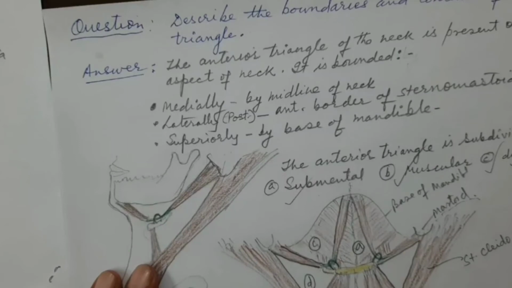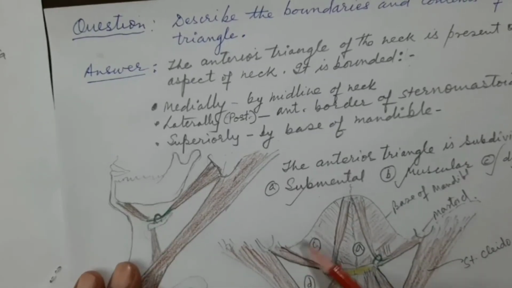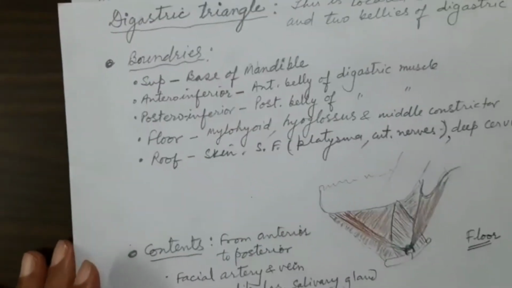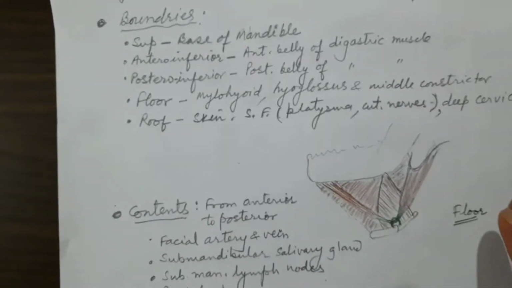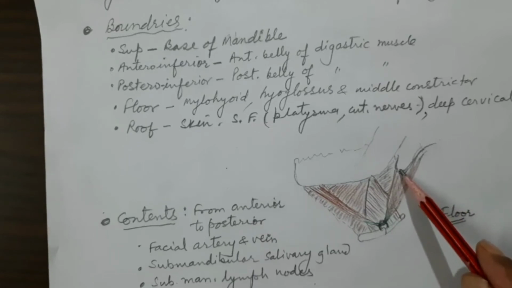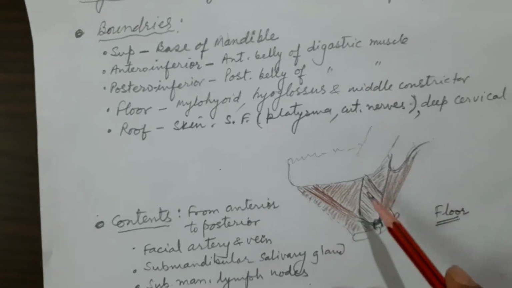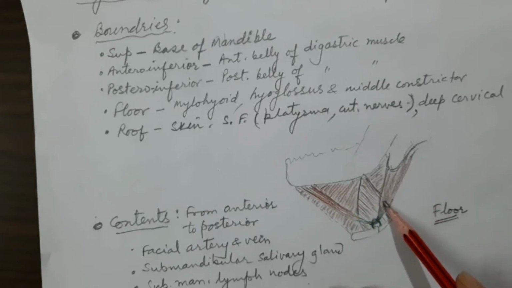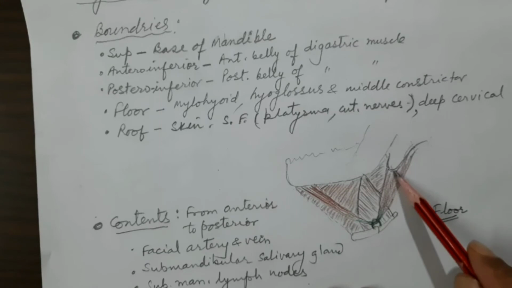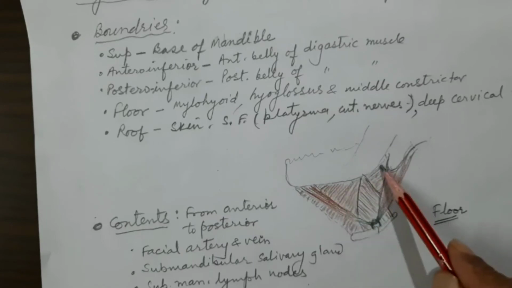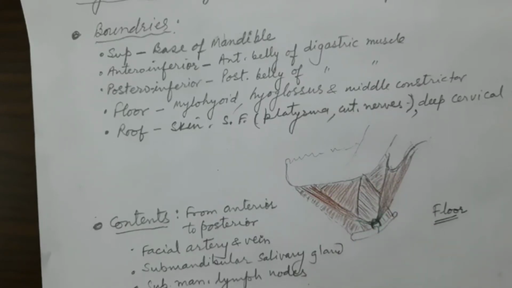Let us see the boundaries of this digastric triangle. Superiorly it is the base. Let me use the other diagram so that I will be able to show you the floor also. Superiorly it is the base of the mandible, going right up, with an imaginary line, to the mastoid process. Antero-inferiorly it is the anterior belly of the digastric muscle, and postero-inferiorly it is the posterior belly of the digastric. So postero-inferior, antero-inferior, and here the superior boundary. Thus this is the area of the digastric triangle.